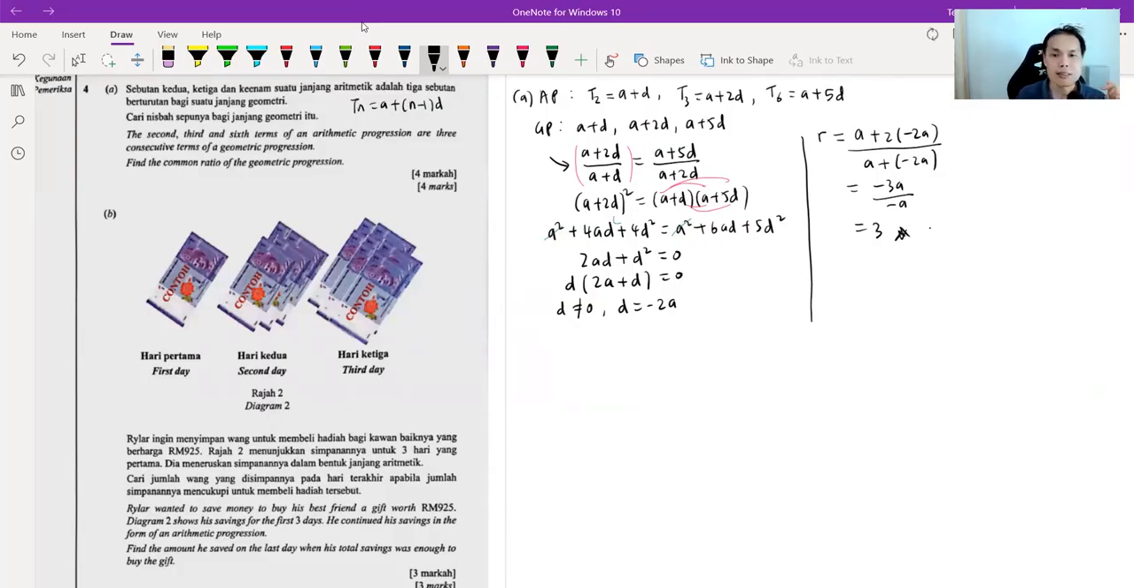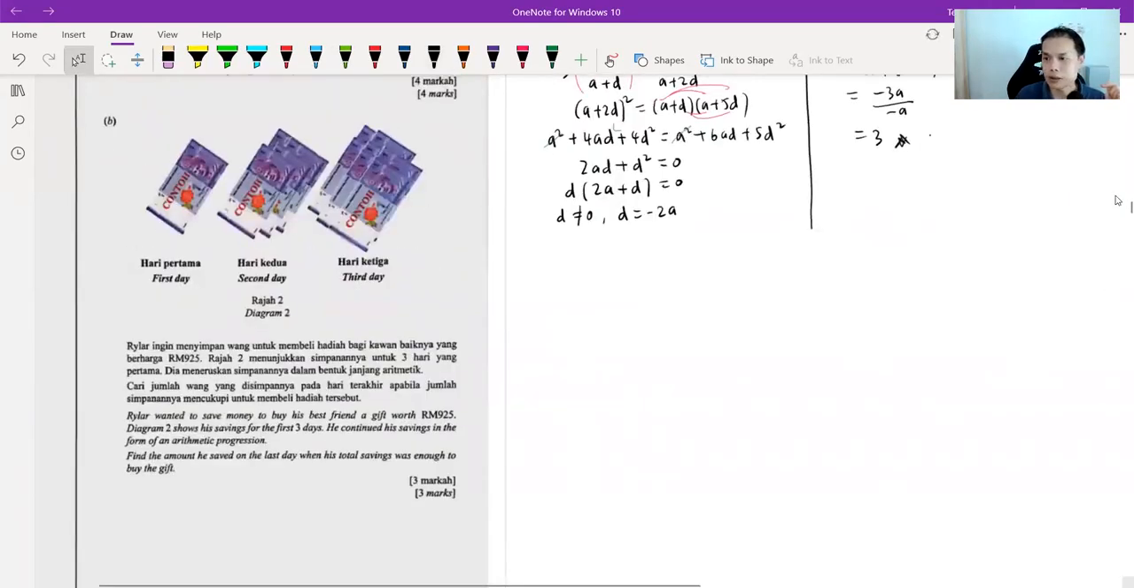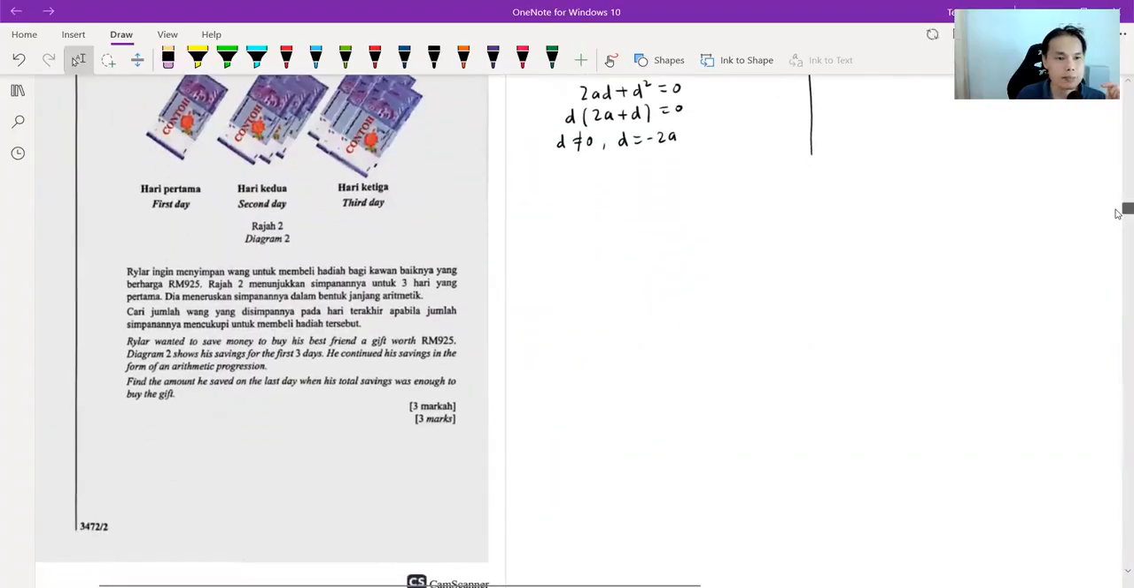All right, so that is part A. Let's move on to part B. Okay, I'm going to do part B over here. Move it a bit down here so you can see. All right, this is part B.